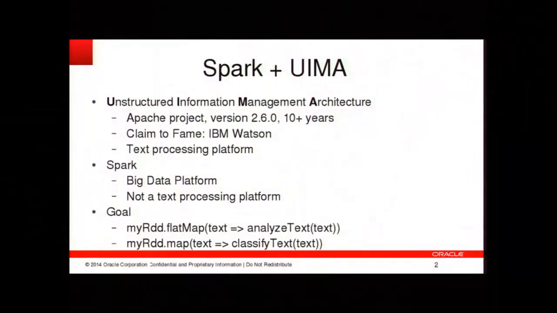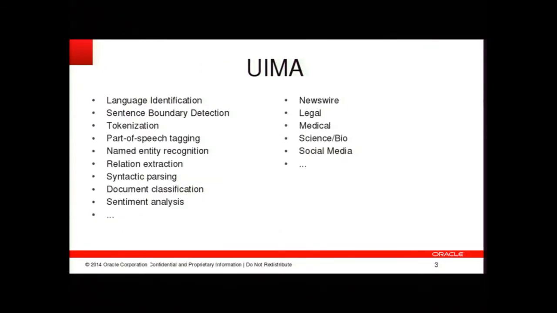So the goal of this talk is to demonstrate a way to take a UIMA analysis pipeline and call it simply from an RDD full of strings. In this case, an analyze text function could be something like named entity recognition or syntactic analysis. Classify text could be a function that would do perhaps sentiment analysis or basic document classification.